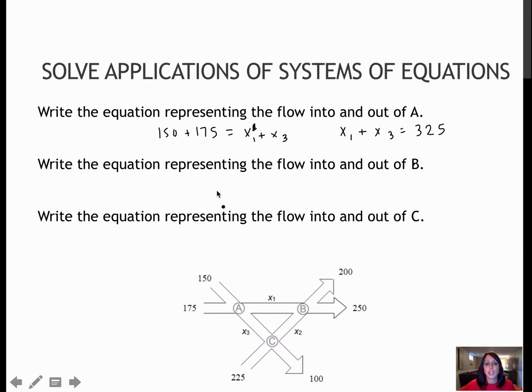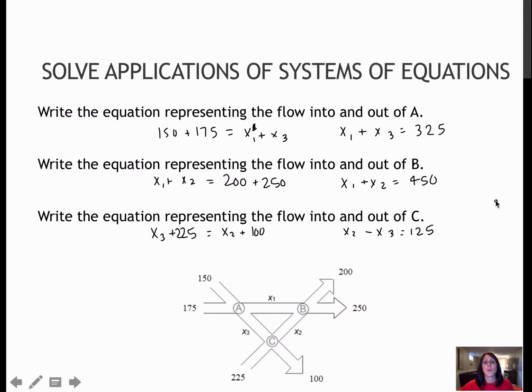Into and out of B. So into B is x1 plus x2, and out of B is 200 plus 250, which leaves me in standard form x1 plus x2 equals 450. And then into and out of C. So into C is x3 plus 225, and out of C is x2 plus 100, which means in standard form I have x2 minus x3 equals 125.